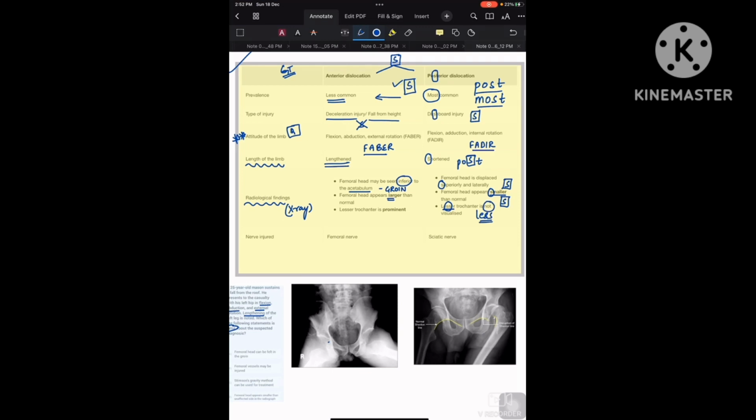That means not visualized in posterior dislocation. When it is less visualized, here it should be more prominent, right? So in the anterior dislocation, lesser trochanter is more prominent, whereas in posterior dislocation, it is less prominent or not prominent. Coming to the nerve injured, S for S again comes, that is sciatic nerve, whereas here it is femoral nerve. Femoral vessels are affected in the anterior dislocation of the hip joint.